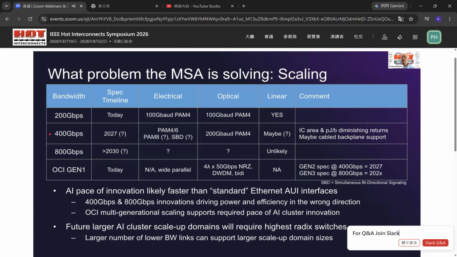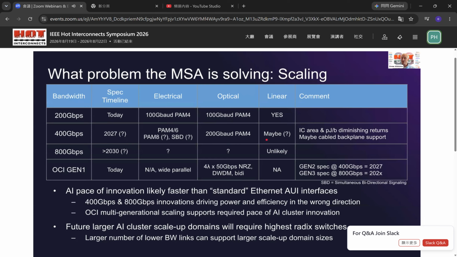At least we're happy that there's a technical solution there. What happens at 400 gig, which is the type of technology that we're architecting towards today? The electrical IEEE standards are out there. I think they've landed on PAM4, PAM6 after a debate about PAM8 and maybe simultaneous bidirectional signaling. That probably lands in 27. 200 gig PAM4 optical is probably the solution there.